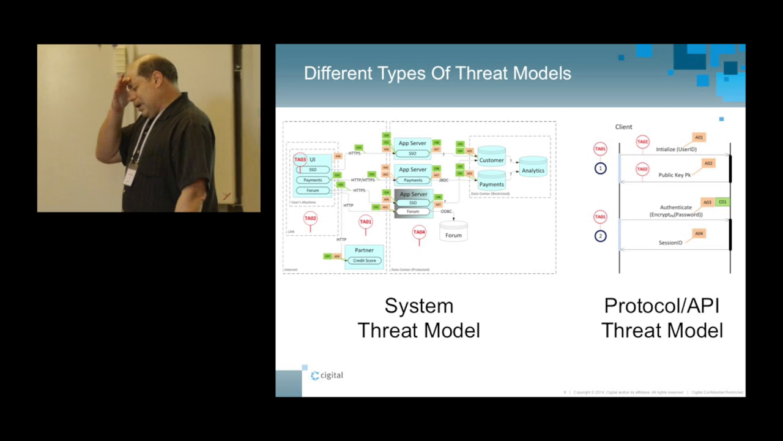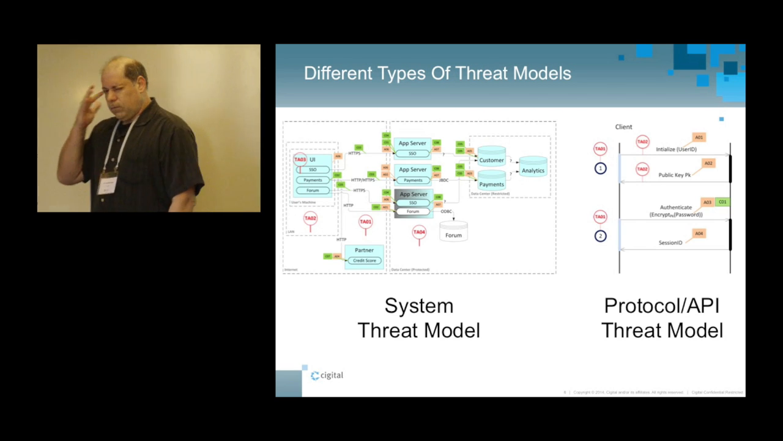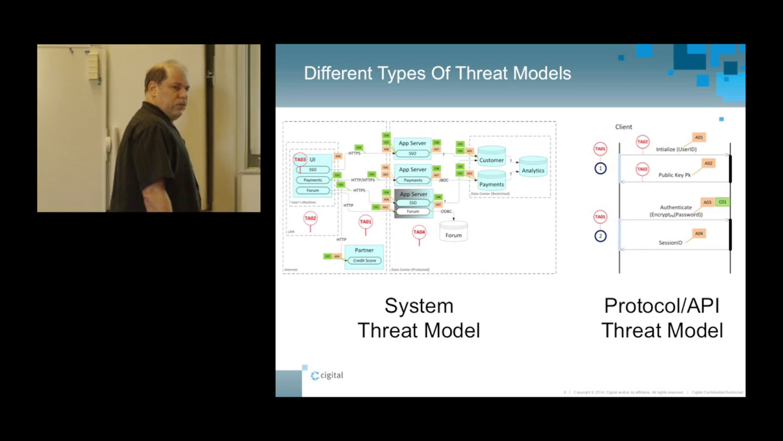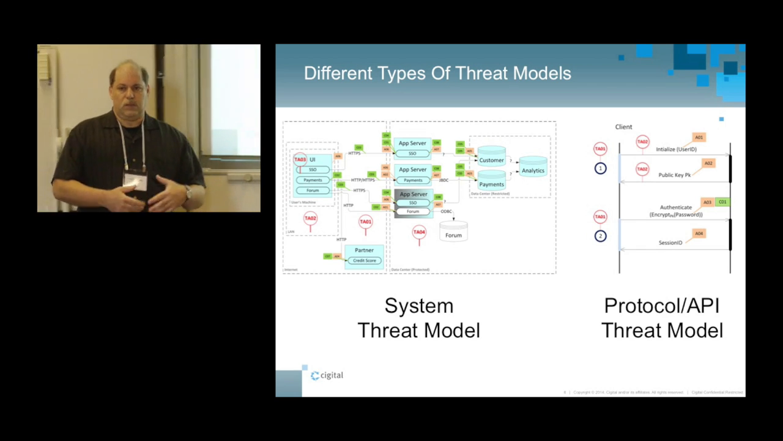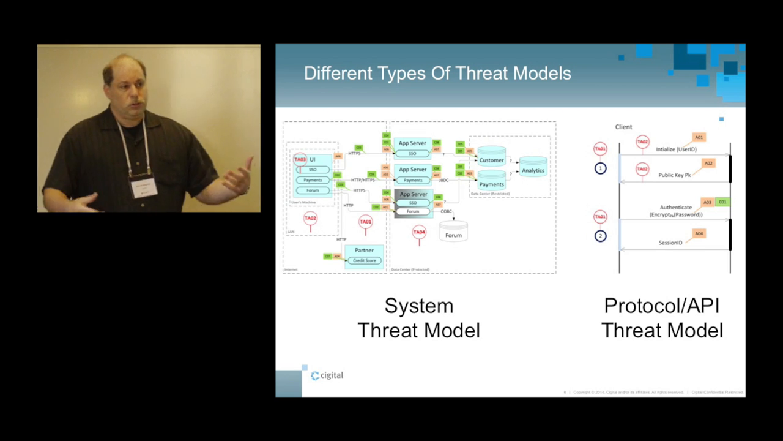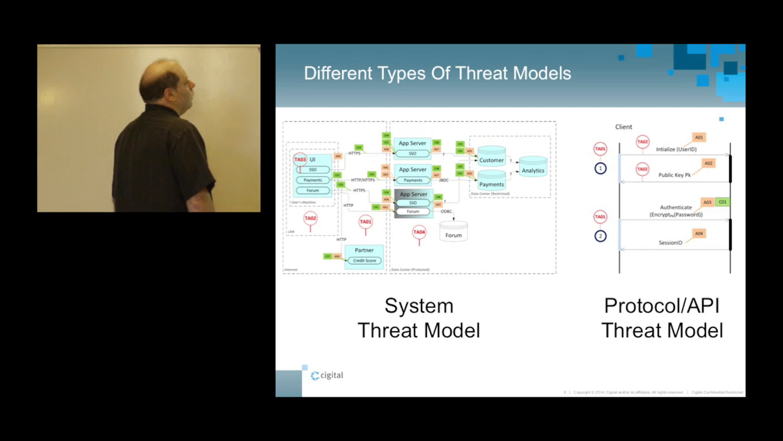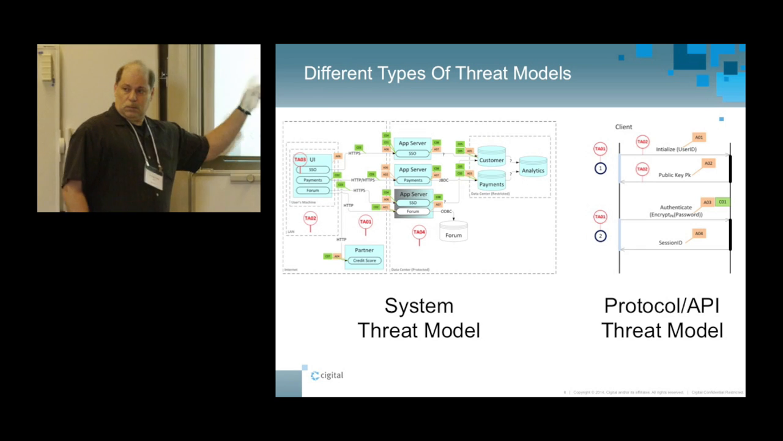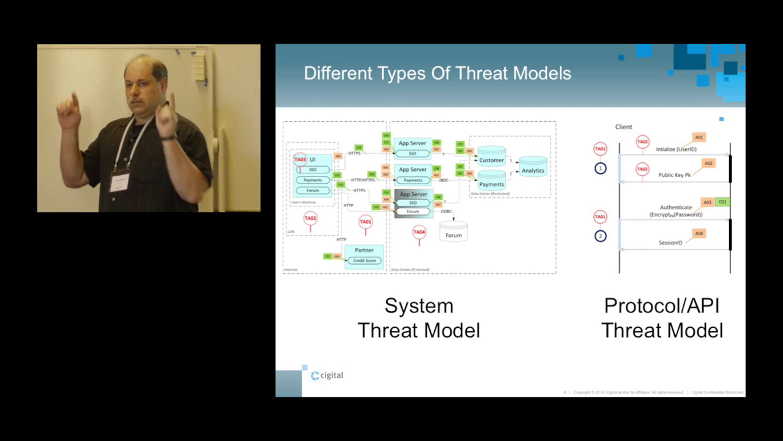So in our world, we do a lot of work with diagrams because we go into companies, we do our analysis, and we want to leave an artifact behind to visualize where we saw potential problems. There are two different types of models that we're going to talk about today. There's a system threat model. It's basically a threat model of an entire system.